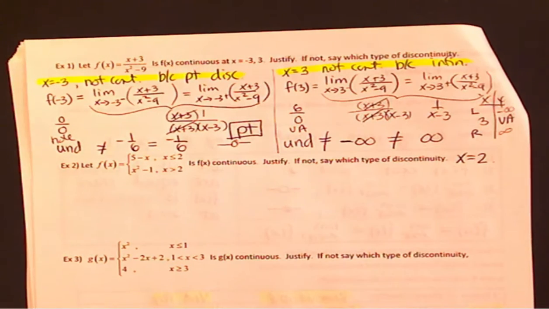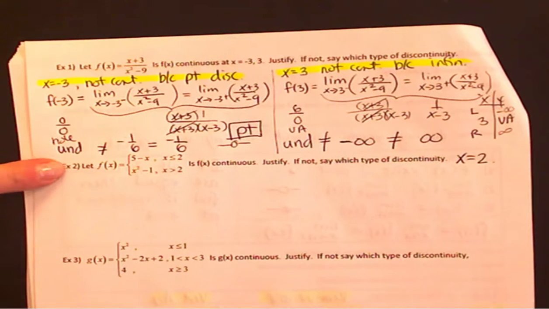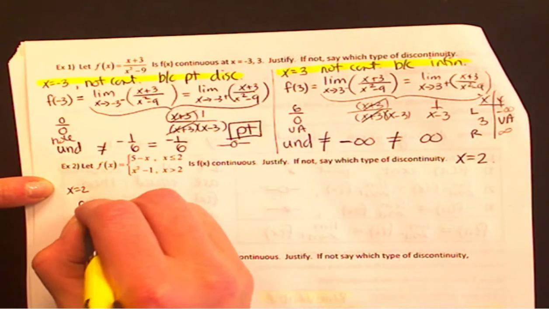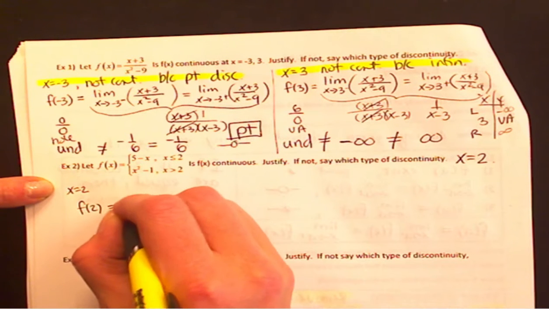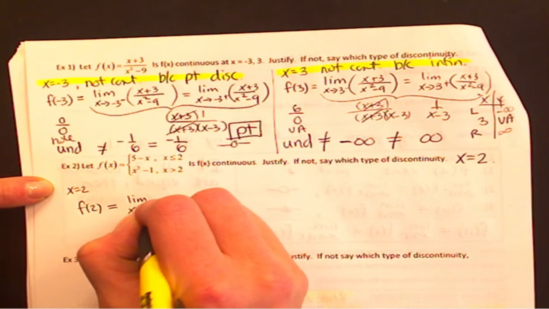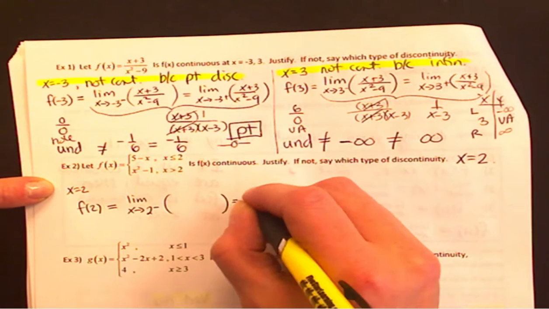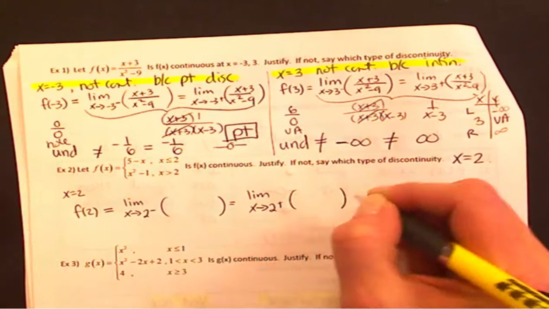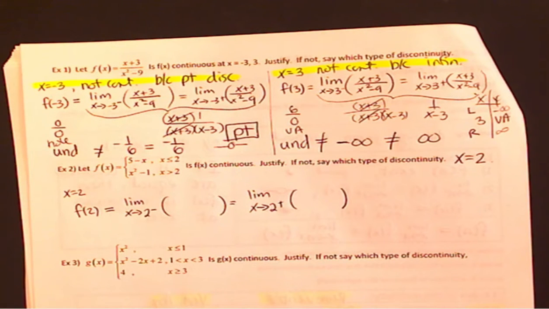All right, let's test x equals 2. X equals 2 is what I want you to test. X equals 2. F of 2. The limit as x approaches 2 from the left equals the limit as x approaches 2 from the right. Okay, I left off the blanks, guys. It's a piecewise. Pick which part goes where. And then evaluate.